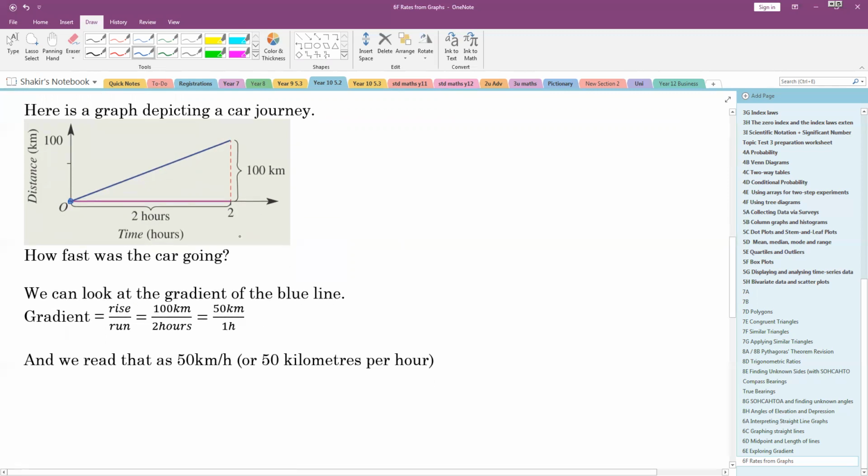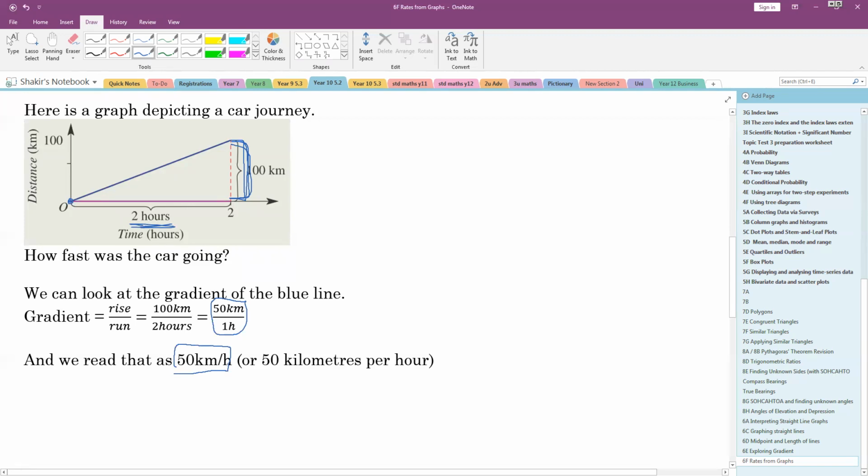And so gradient is rise over run. What is the rise? Well, the rise was 100. It rose by 100 kilometers. And how much did it go across? 2 hours. So 100 over 2. 100 divided by 2 is obviously 50, or 50 over 1. And that's why we say 50 kilometers per hour. 50 kilometers per 1 hour.